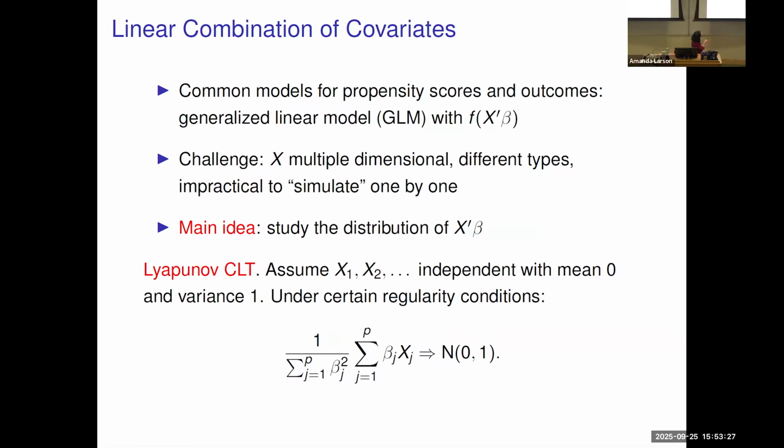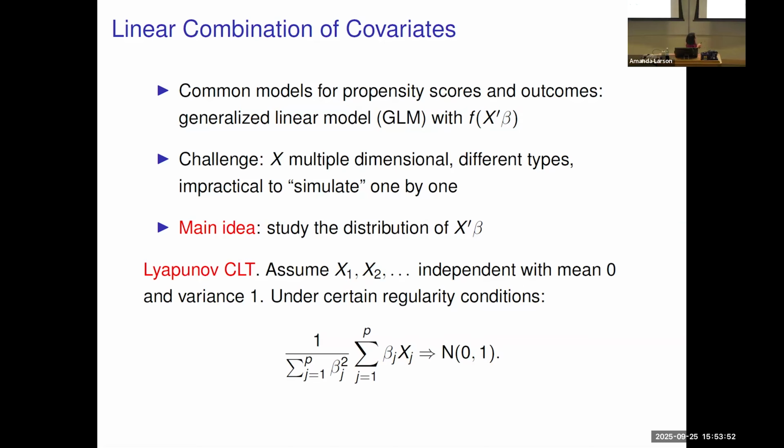Regardless, the common models for propensity score and outcomes, we probably use a GLM. You can say you use machine learning, but let's first do a simple thing, right? So you use a GLM. This essentially is a linear combination of the covariates, X beta. It's a basic function, whether it's an outcome model or propensity score model, it's basically linear. It's a GLM as a function of X beta.